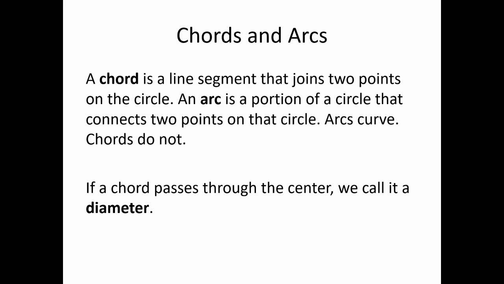All right. Chords and arcs. A chord is a segment that goes from a point on a circle to another point on the circle. Notice that I said segment. That means that it's straight. Chords are straight. They're segments of a particular variety. What makes them the segments they are is that their endpoints are on a circle. An arc is actually a piece of the circle. So arcs curve. Chords do not. And our definition of diameter is that it is a chord that passes through the center of the circle. Please be careful about this.